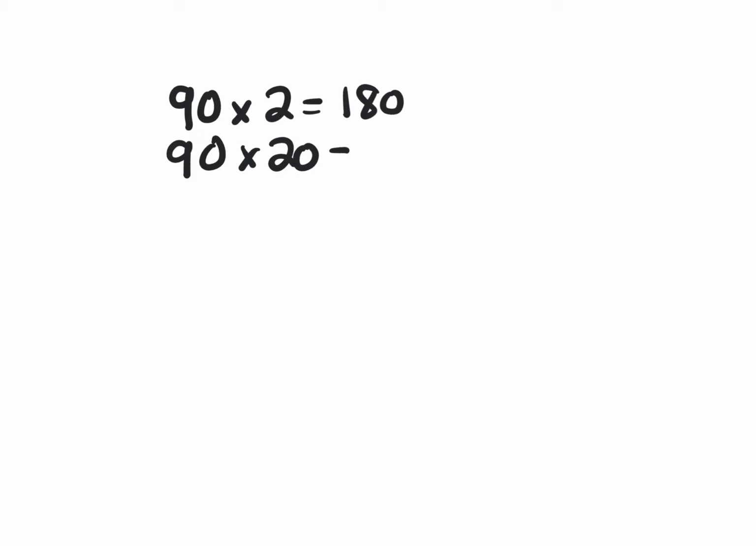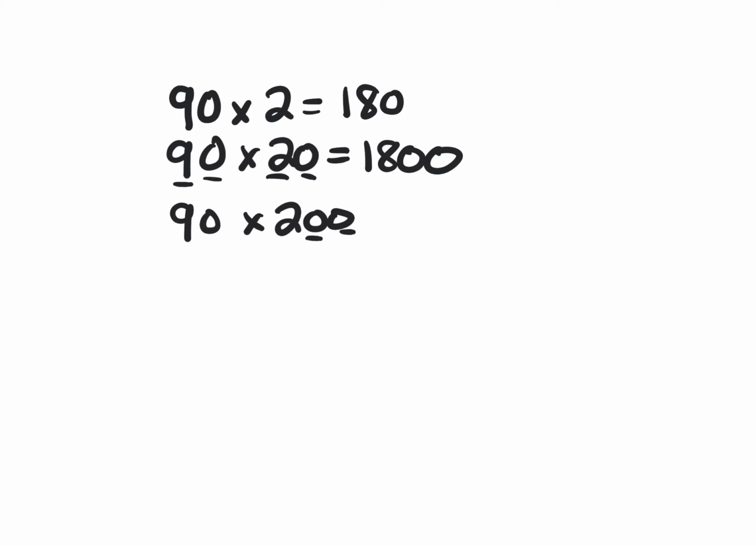Our other method is to use multiplication. So if we think about 90 times 2 equals 180, we know that 90 times 20 equals, think about it, the same 18 because 9 times 2, but this time we have 2 zeros, 1 and 2, 1,800. So what if it was 90 times 200 and now we have 3 zeros? What would that get us? Right, 18,000.